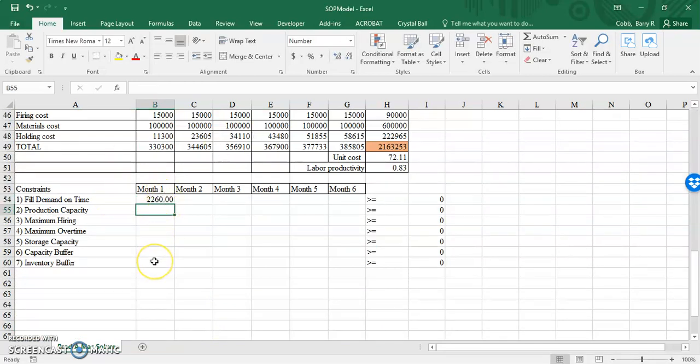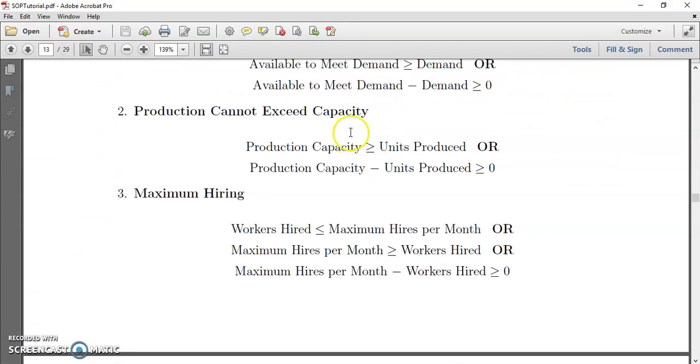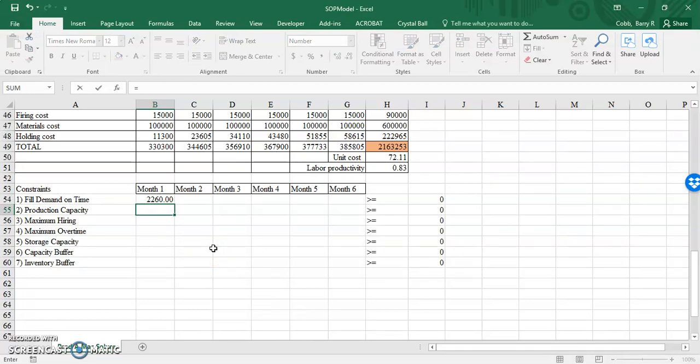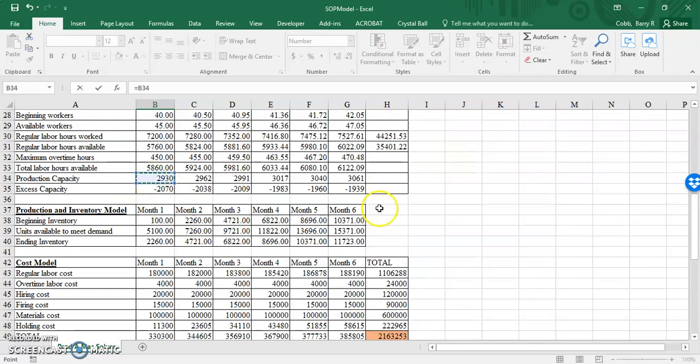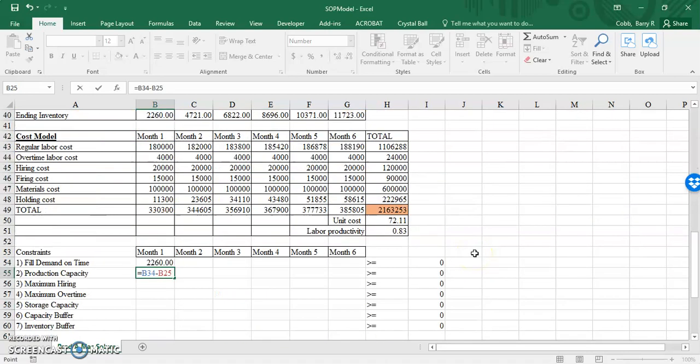I'm going to enter all of these constraints for month 1 and then copy them over. The second constraint is that production cannot exceed capacity. In other words, production capacity is greater than or equal to units produced. We rewrite this as production capacity minus units produced is greater than or equal to 0. So we enter this formula for the second constraint, production capacity minus units produced. Units produced is a decision variable. Clearly, the negative sign means that right now the starting values in the model do not meet the constraints. But that will solve itself when we use solver.